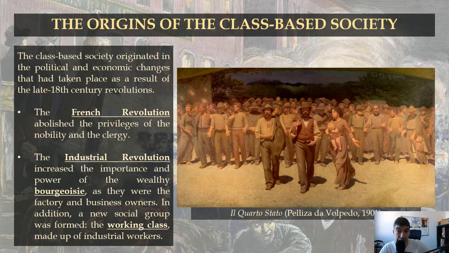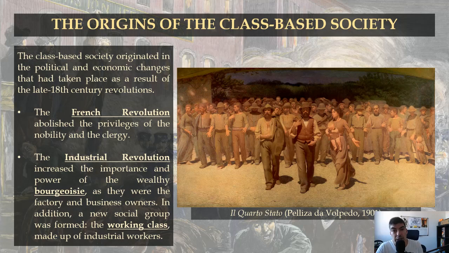Remember, they didn't pay tax, and now everyone paid tax, so everyone was equal. Well, more or less equal, at least in a tributary way. And the Industrial Revolution increased the importance and power of the new privileged class, the wealthy bourgeoisie. Why? Because they were the owners of the new factories and businesses.